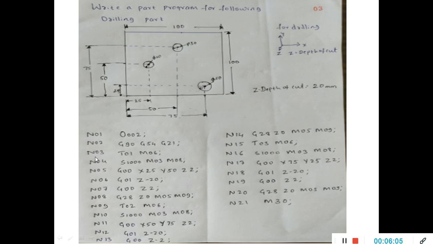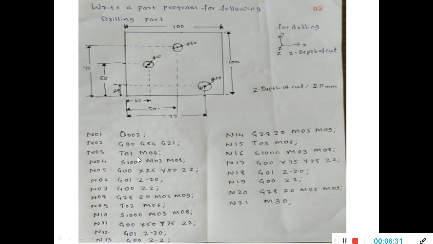Now N03, block number 3, T01, M06. T01 means first tool. First we will drill this hole. So for this we are going to choose tool number 1, T01, M06, tool change. Whenever you use a different tool, or whenever you use T01, it should be followed by M06, that is T01, tool number 1, M06, tool change.